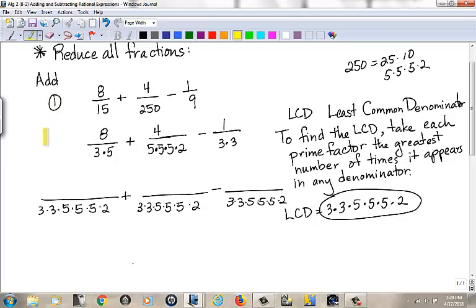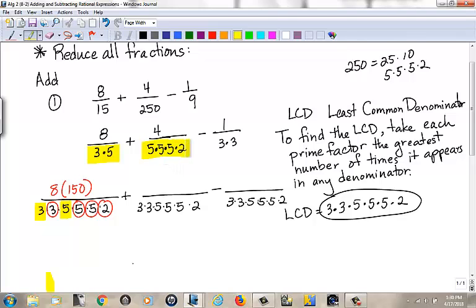Now, if you have a highlighter or a different colored pen, I look at this denominator, and I find it down here, and say, what did I multiply that 15 by to get that other denominator? I had to multiply it by this 3, by this 5, and this 2, right? So 3 times 25 would be 75, 150. So I got to take 8 times 150.